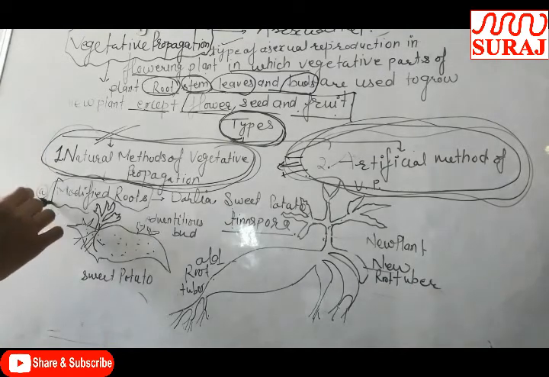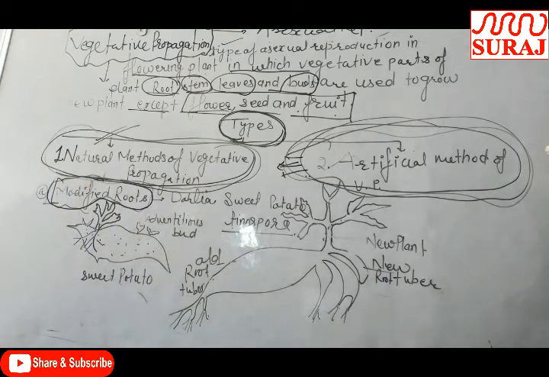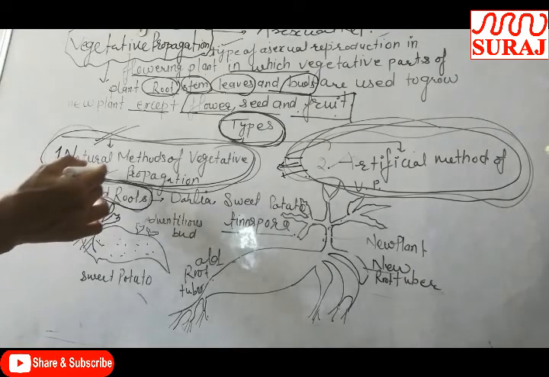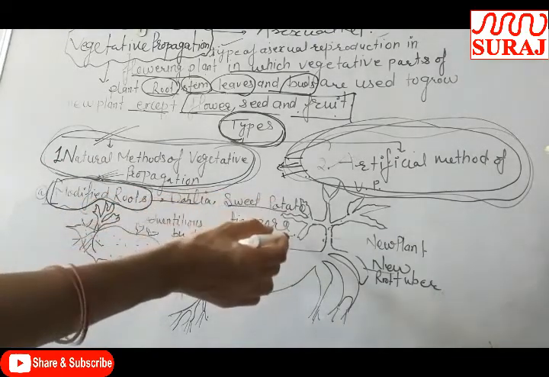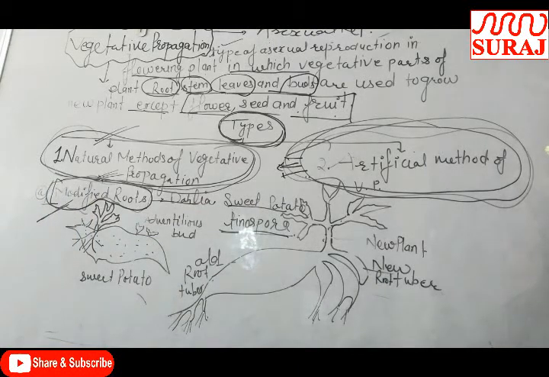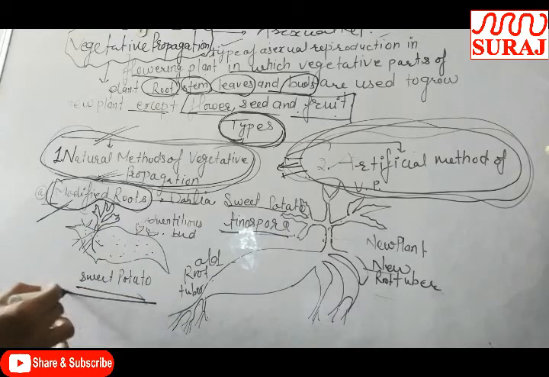First of all, the first type of natural method is modified root. The roots of the plants may be tuberous roots or adventitious roots, which are modified and used to grow a new plant, like dahlia, sweet potato, tinospora. The modified roots are used to grow new plants. This is the example of sweet potato.